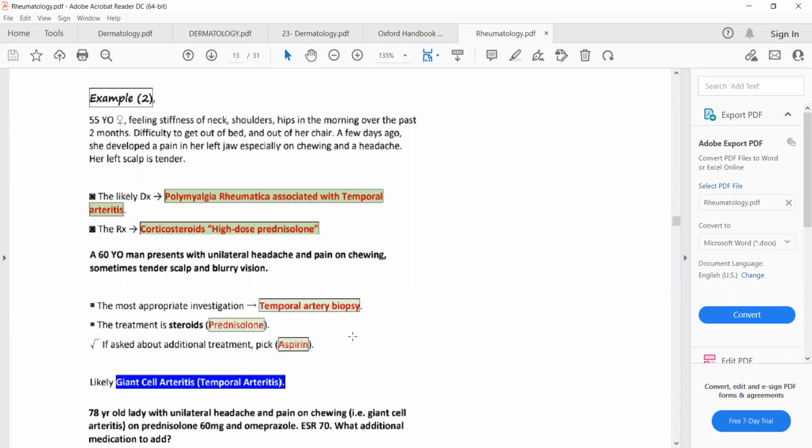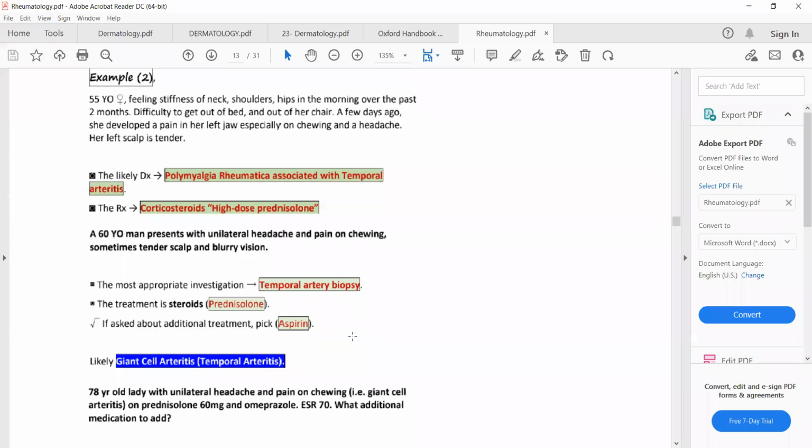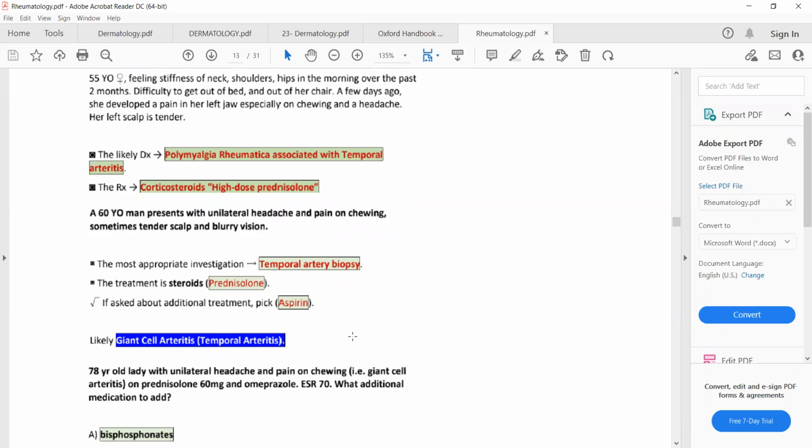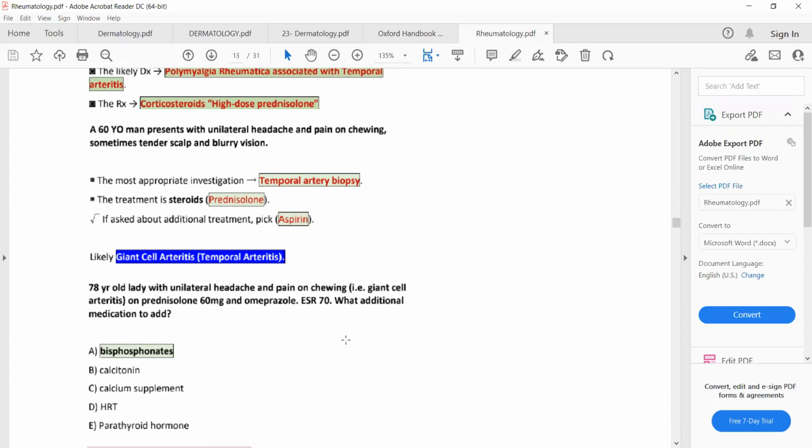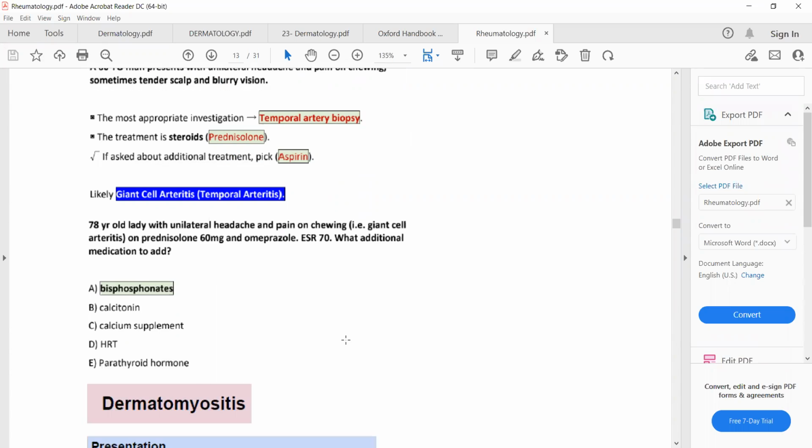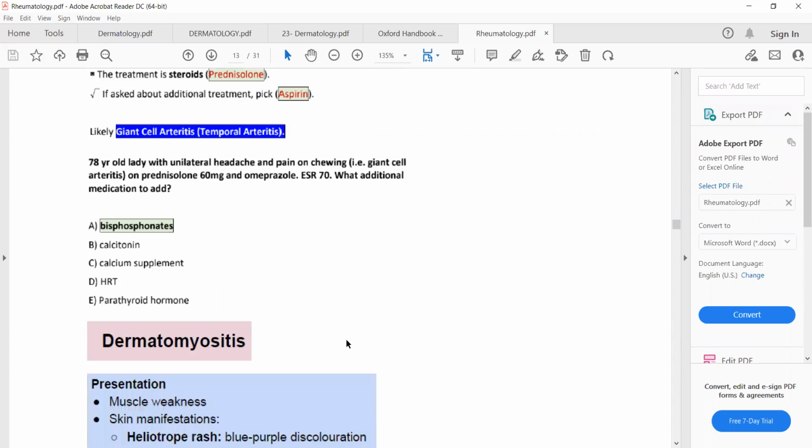Initial investigation is ESR, and the most appropriate investigation is temporal artery biopsy. And the third medication that can be added in the management of a patient with giant cell arteritis is bisphosphonates to prevent osteoporosis due to steroids.